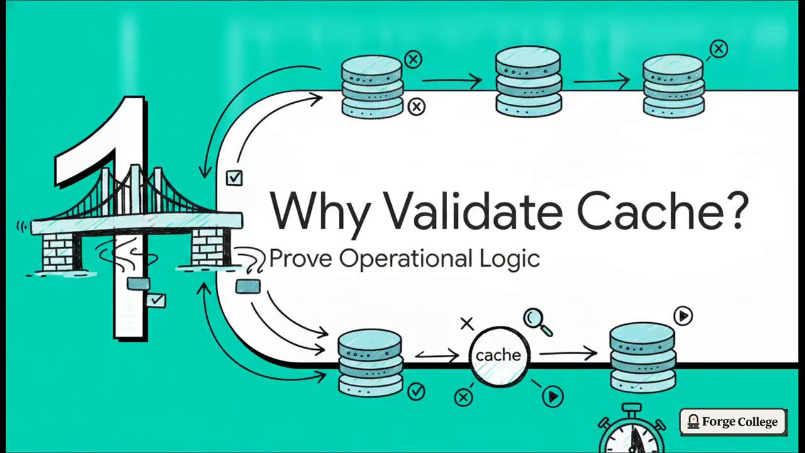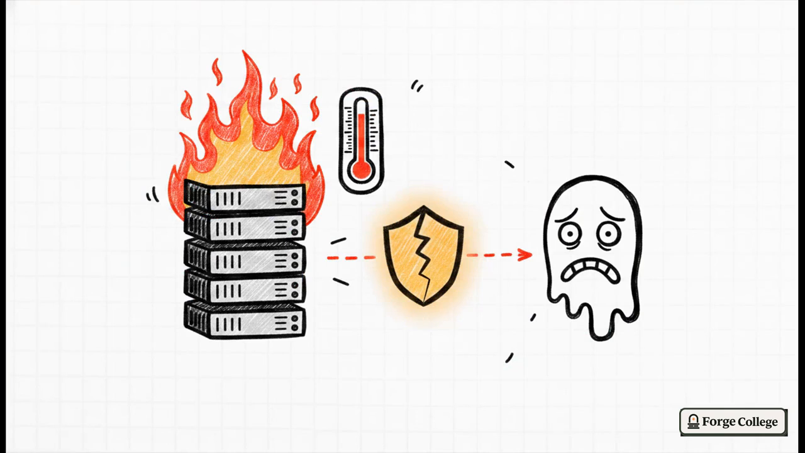So first up, why validate your cache? We really need to prove our operational logic actually holds up. We just finished building this incredible distributed caching setup in the previous lesson. But before we open the floodgates and let live traffic onto this brand new bridge, we absolutely have to prove it won't just buckle under the weight. Having cache middleware wired up in your codebase is one thing, right? But trusting it blindly with real live data is a totally different ballgame.